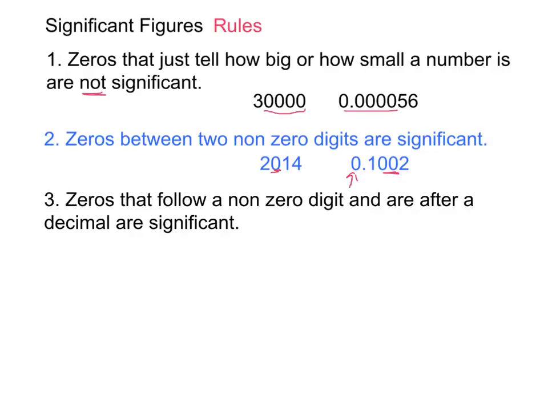Okay, and the last one, zeros that follow a non-zero digit and are after a decimal are significant. And I guess I should have put at the top the significant figure rules. Any number 1 through 9 is significant when you see it. So let's look at an example of this one.